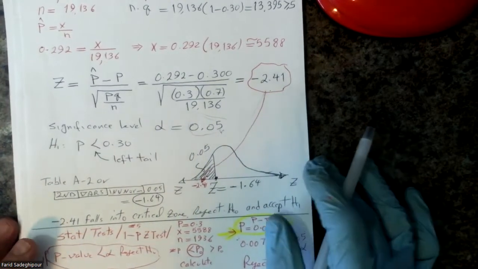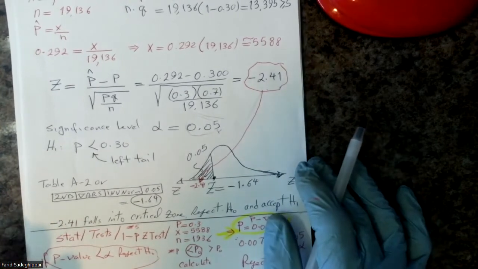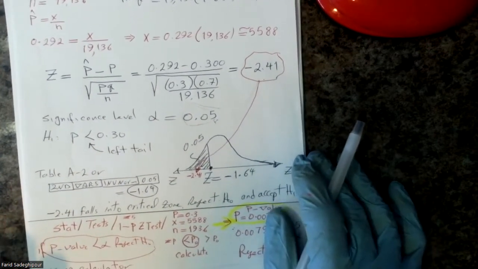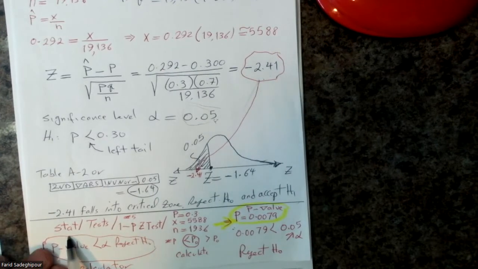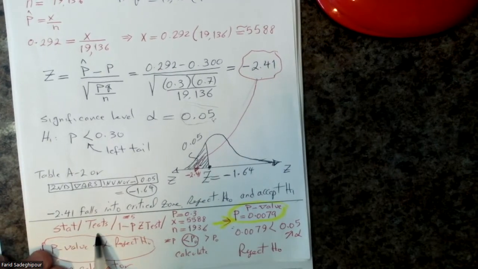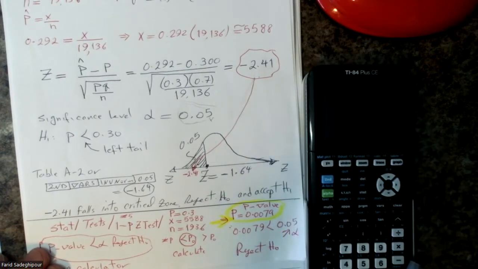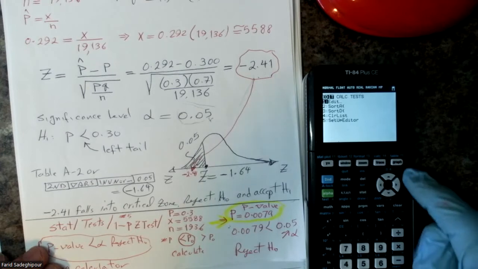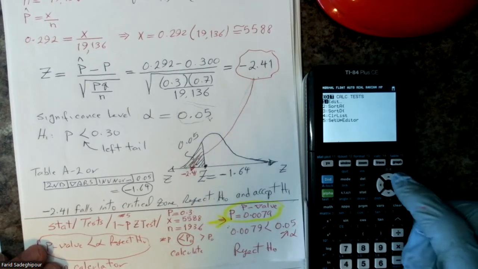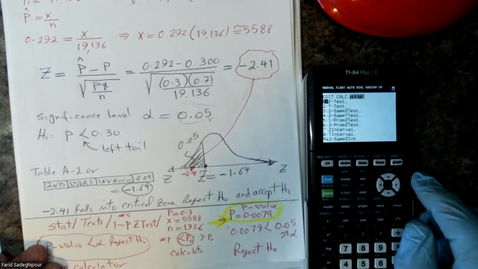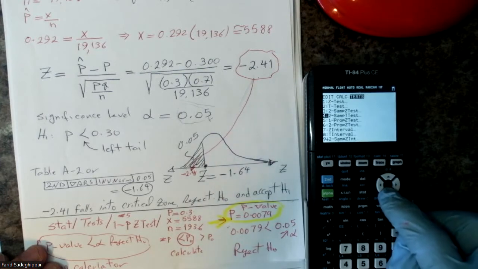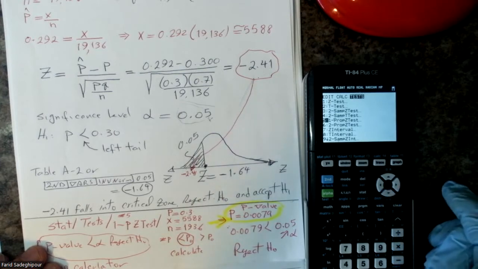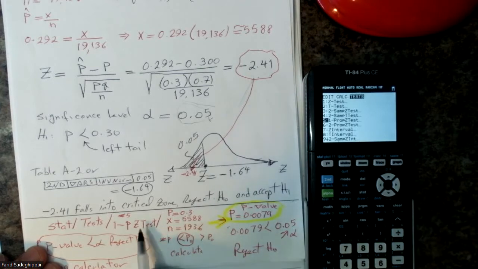Now, we could also use the calculator to do all this. On the calculator, you go to stat, you go to test, then go to number 5, one proportion ZT test.